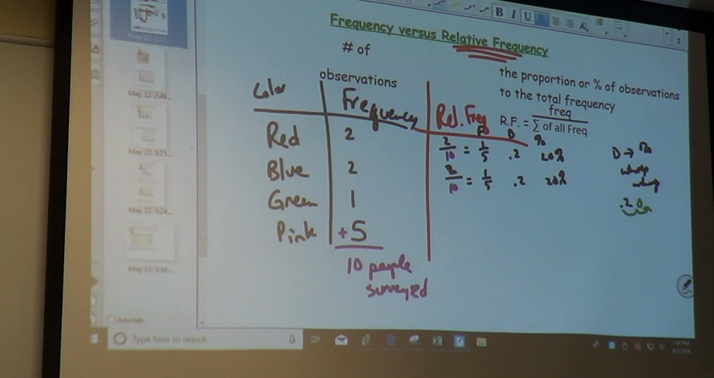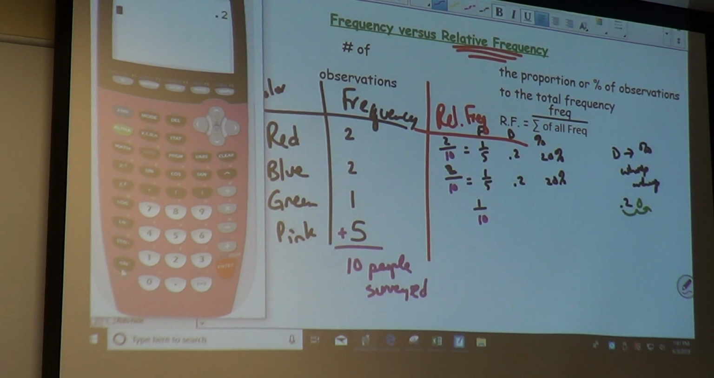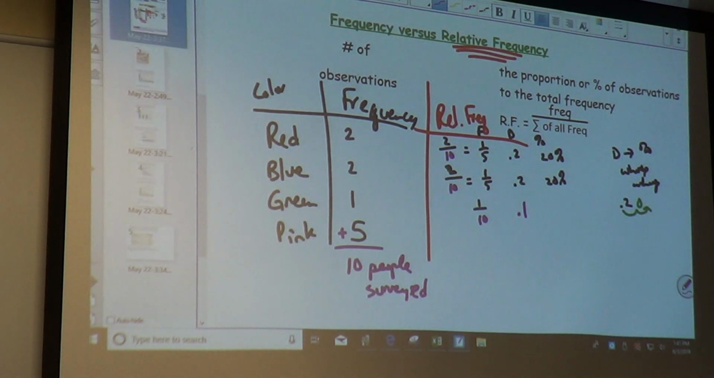What would my green fraction be? 1 out of 10. So to turn it into a decimal, we would do 1/10. That would be 0.1. What's it going to be as a percentage? 10%. All right, what would my pink be?